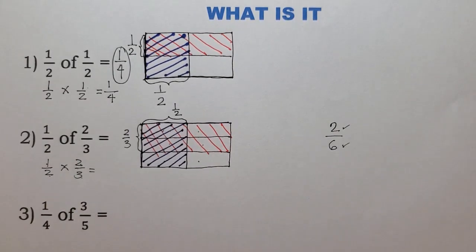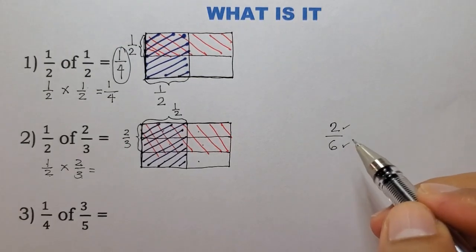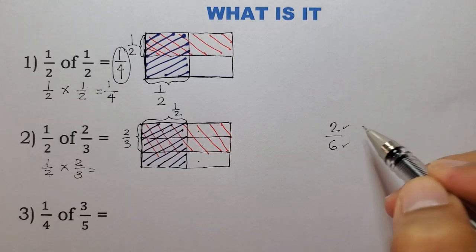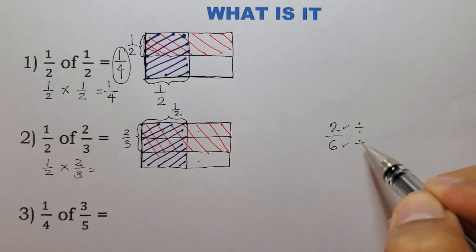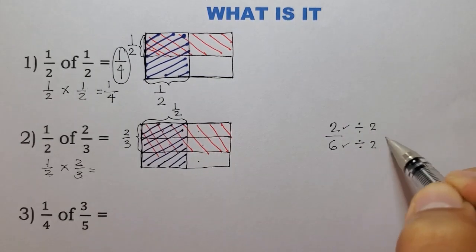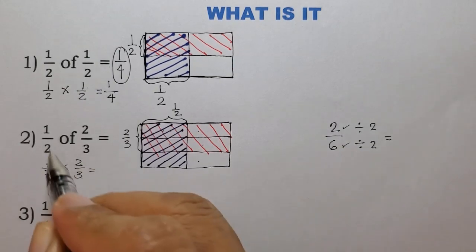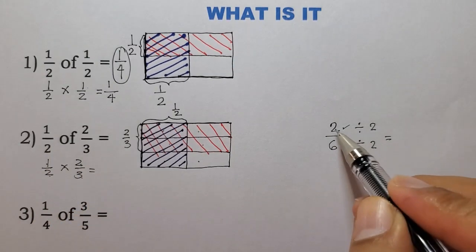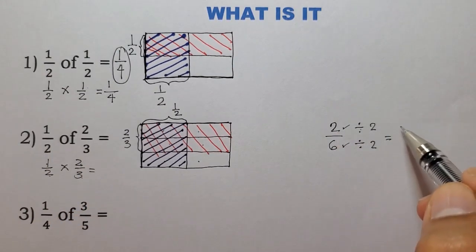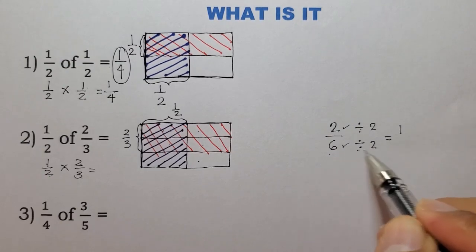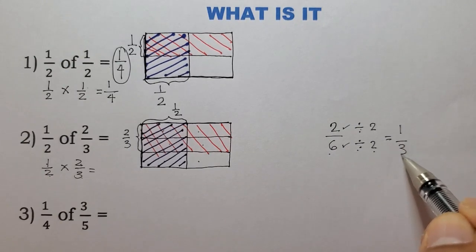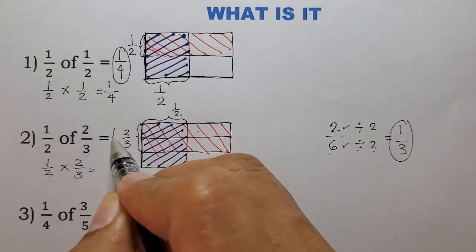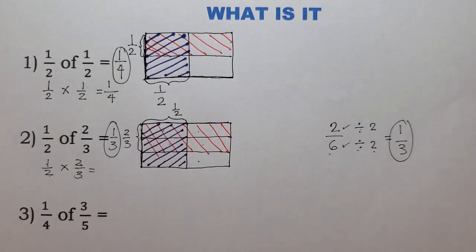So that's 2/6. However, this fraction is not yet in the simplest form. We could still divide both the numerator and the denominator by 2. So therefore, when we say 1/2 of 2/3, that would give us 2 divided by 2 is equal to 1, and 6 divided by 2 is equal to 3. That's 1/3. So our final answer is 1/3.